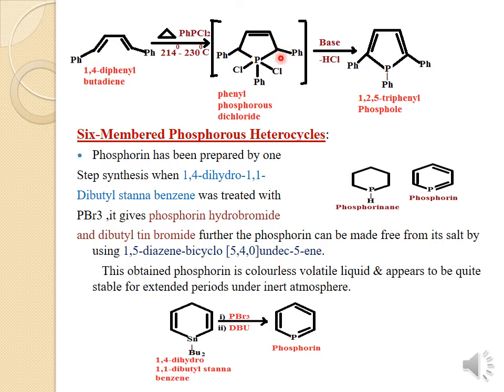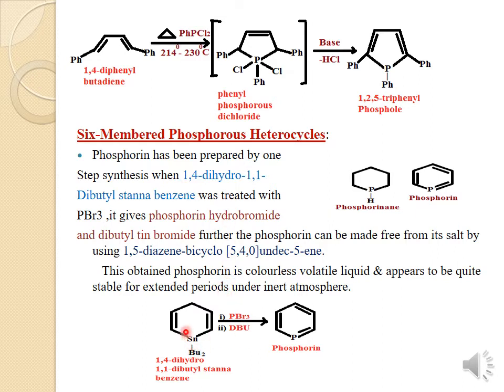So here what happens is the HCl molecule gets cleaved out, resulting in the 1,2,5-triphenylphosphole. Okay, and then moving on to next, that is your 6-membered phosphorus heterocycles. Till here you have studied the 5-membered phosphorus heterocycles. Now moving on to 6-membered, here also there are two compounds, one is your phosphorinane, and one more is phosphorin. Okay, phosphorin can be prepared in only one step.